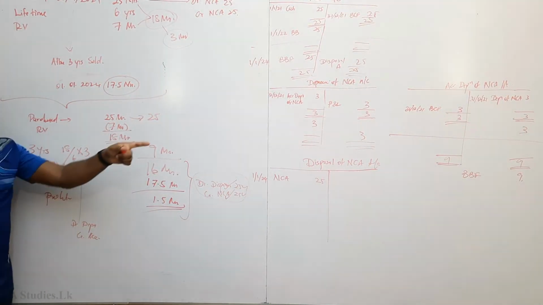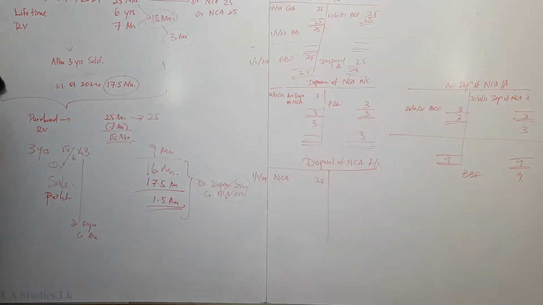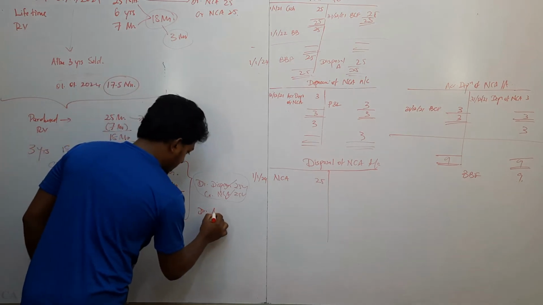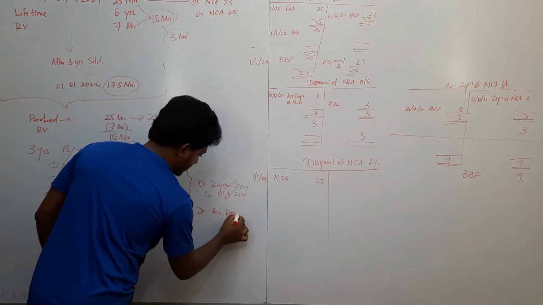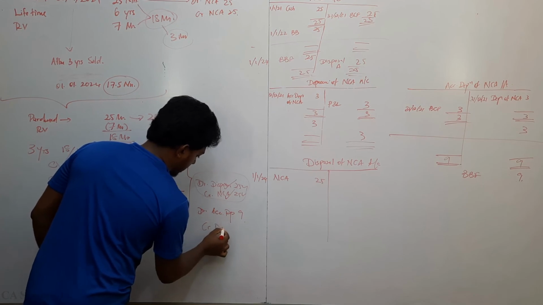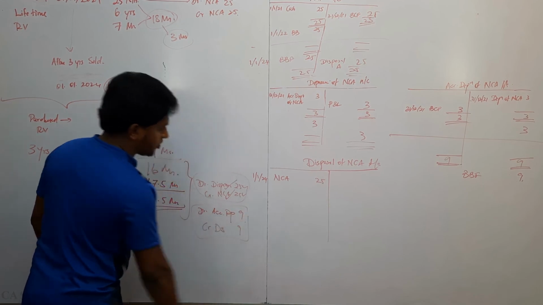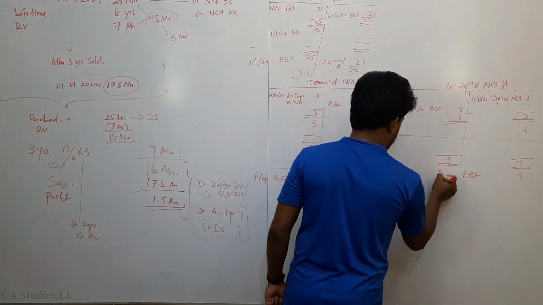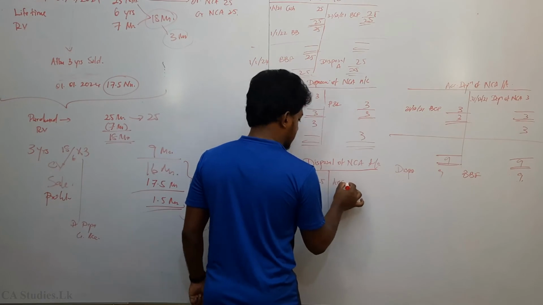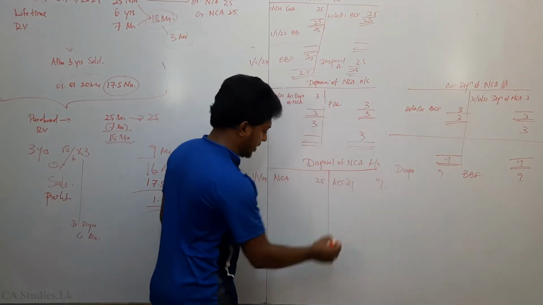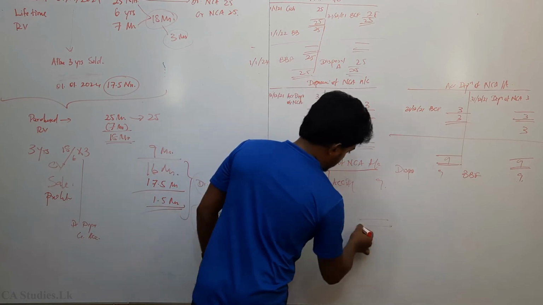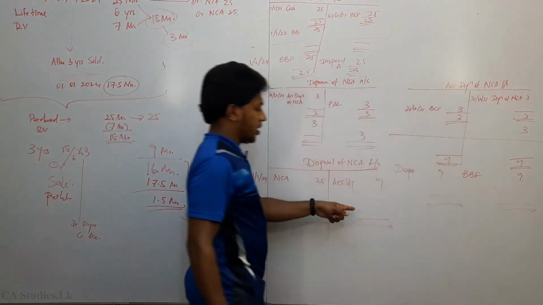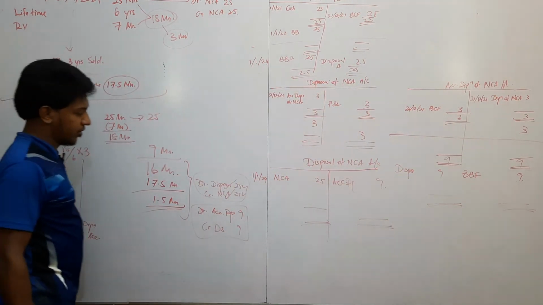The second double entry is taking the accumulated depreciation. Debit accumulated depreciation 9 million, credit disposal account 9 million. Disposal account 9 million, here accumulated depreciation 9 million. Now accumulated depreciation becomes 0, right? We will sell for 17.5 million.